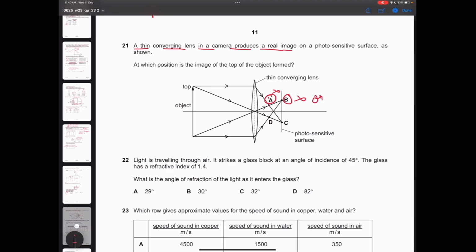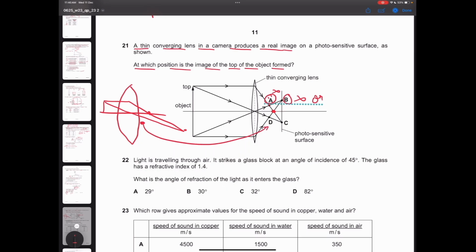And at which position is the image of the top of the object formed? We clearly know that the image should be, see, this is the principal focus, right? This is the principal focus. We have done a lot of questions where the lens is like this and the light goes like this and like this. They meet here. So the light is passing through the principal focus. It cannot be formed here. Look at option D. Option D is representing this point. It's not possible. Answer should be C.